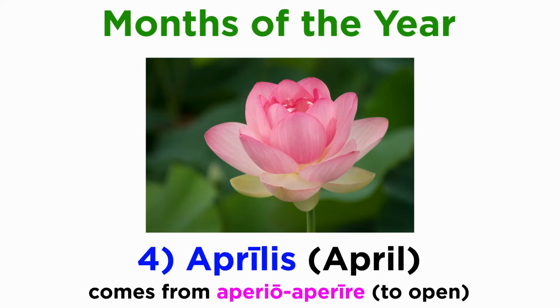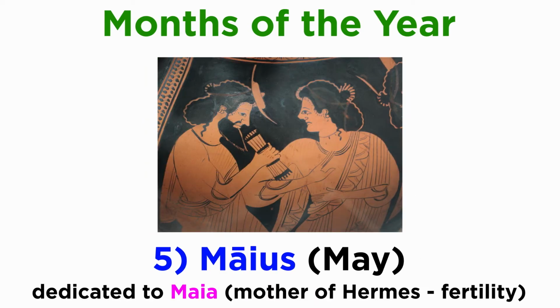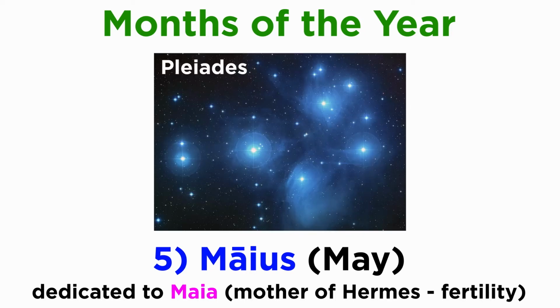Aprilis, April, the month which opens up to new life, perhaps from the verb aperio, aperire, meaning to open. Maius, May was possibly dedicated to Maia. This was one of the Pleiades and the mother of Hermes, and she was connected with fertility. Romans firmly believed in signs given by the stars, since stars and planets were considered gateways to the gods.